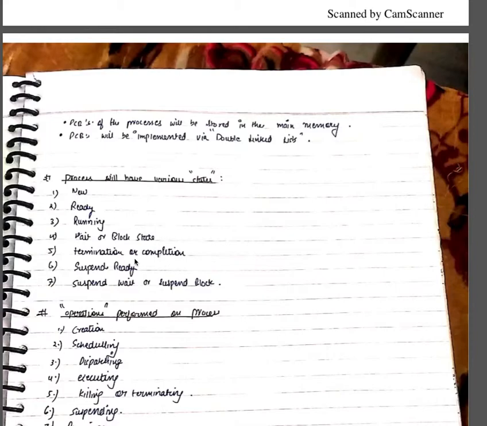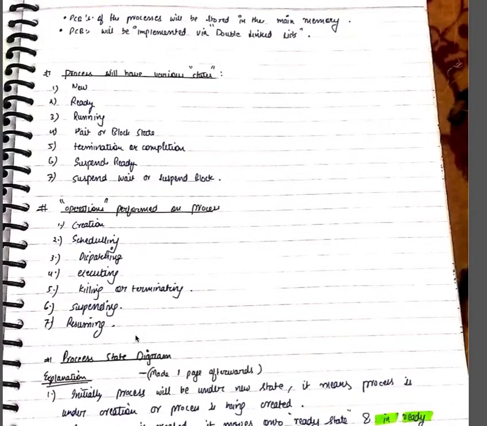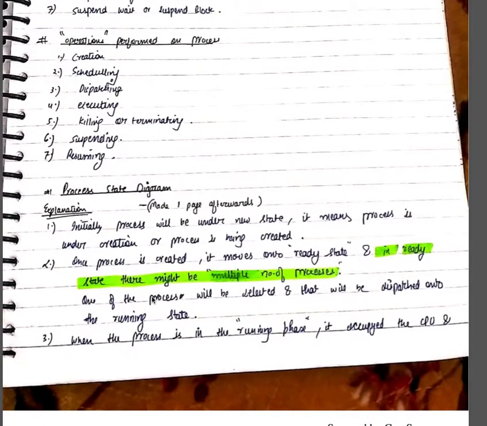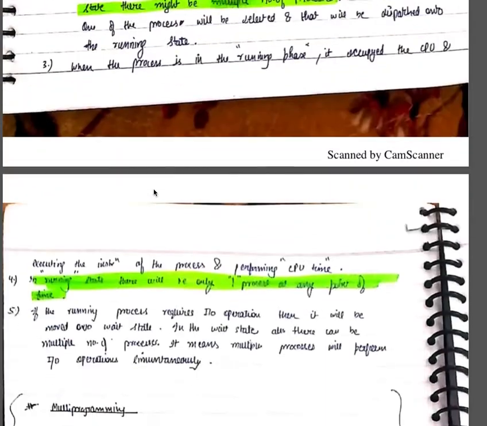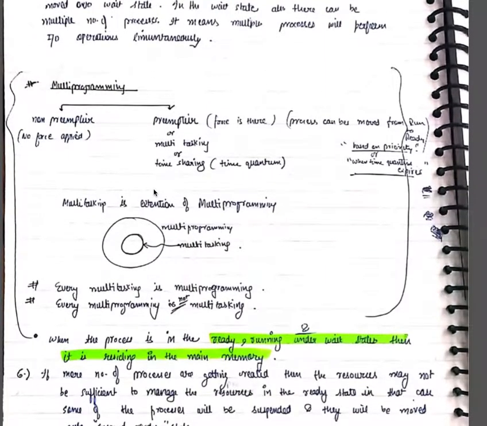Termination, it is completed. Suspended ready and suspended wait, we will see what these are. Now, operations that can be performed on a process are creation, scheduling, dispatching, and executing. Now let's come to the process state diagram and see how this works.